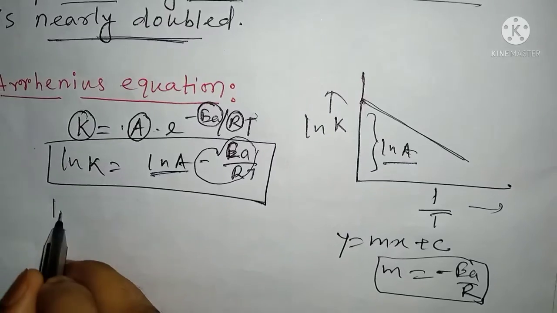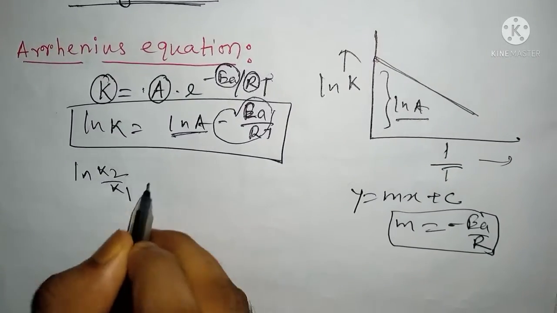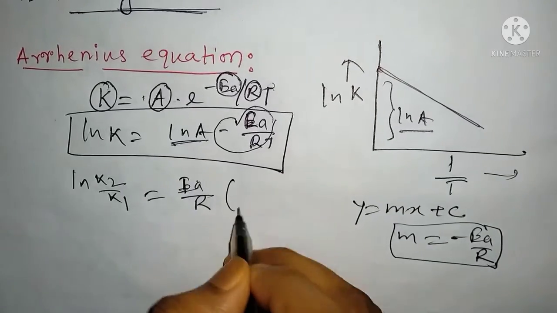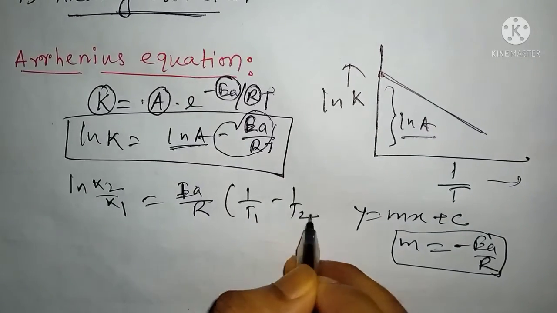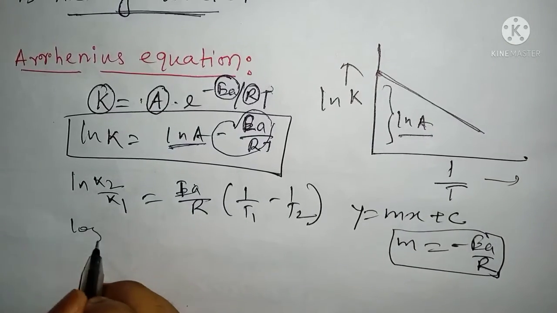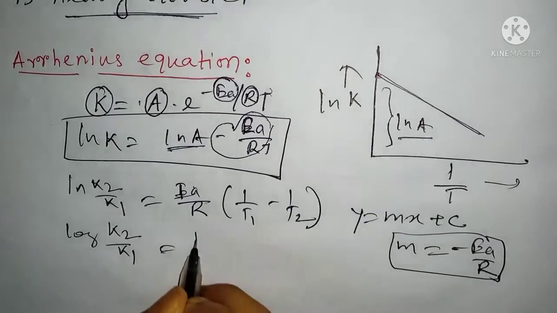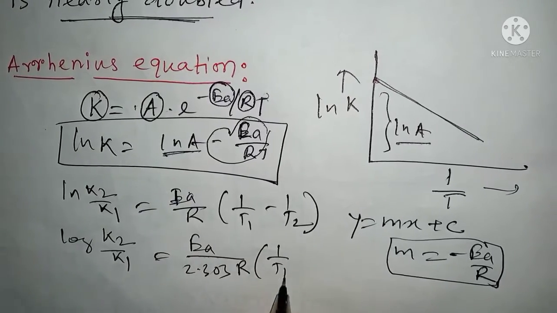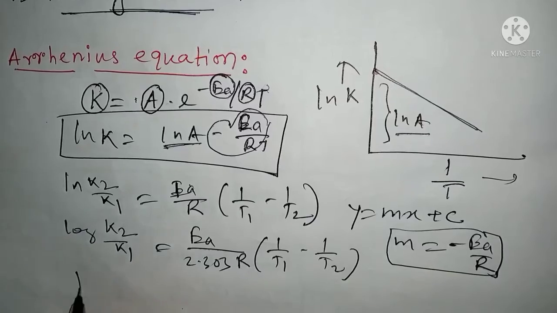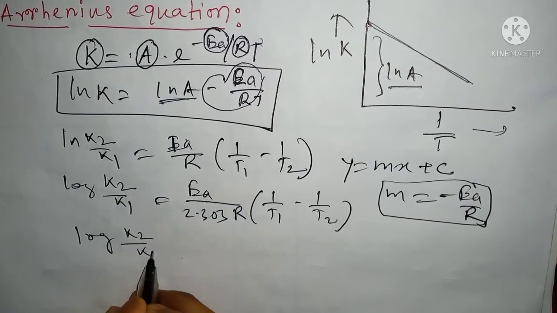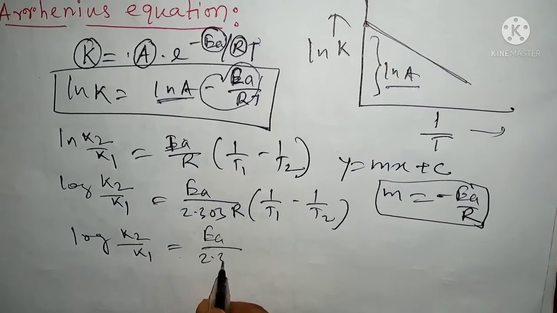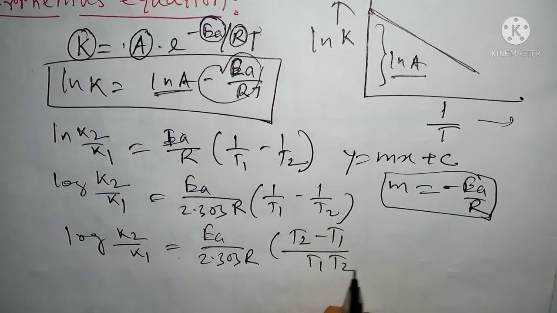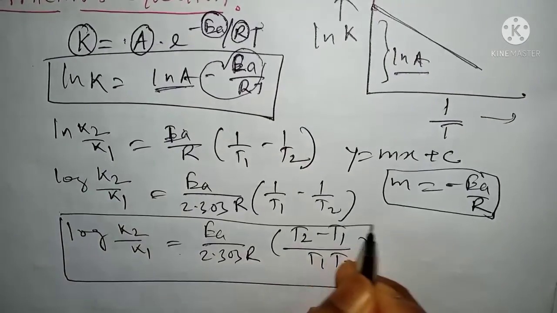Now ln K2 by K1 equals EA by R times (1 by T1 minus 1 by T2), and log of K2 by K1 equals EA by 2.303 R times (1 by T1 minus 1 by T2). So log of K2 by K1 equals EA by 2.303 R times (T2 minus T1) by T1 T2. This is another most important relation.